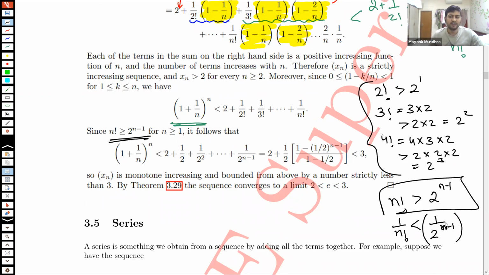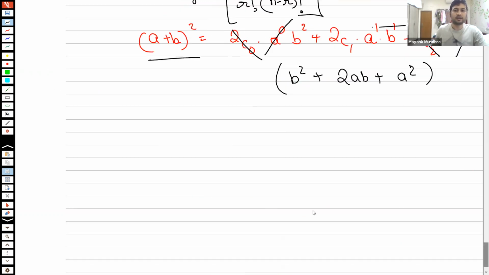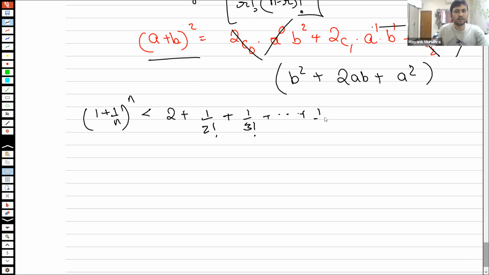So now, as a final thing, what we do is we replace these terms. Okay, so what I've done is I've shown that my sequence 1 plus 1 by n to the power n is less than 2 plus 1 by 2 factorial plus 1 by 3 factorial and so on till 1 by n factorial, which is going to be less than 2 plus 1 by 2 to power 1 plus 1 by 2 to power 2 plus 1 by 2 to power 3 and so on till 1 by 2 to power n minus 1.